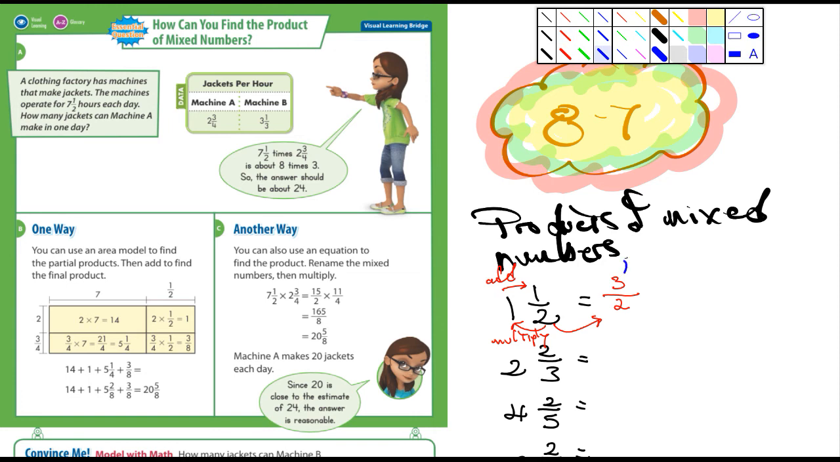This is an improper fraction now. And so if I wanted to convert that to a mixed number, how many times does 2 go into 3? 2 goes into 3 once. What's left over? 1. And the denominator stays the same. And look at that. We have a match. All right? Let's look at the second example.